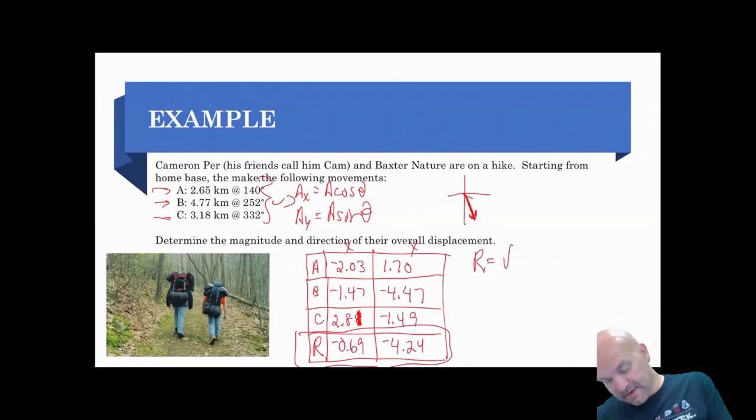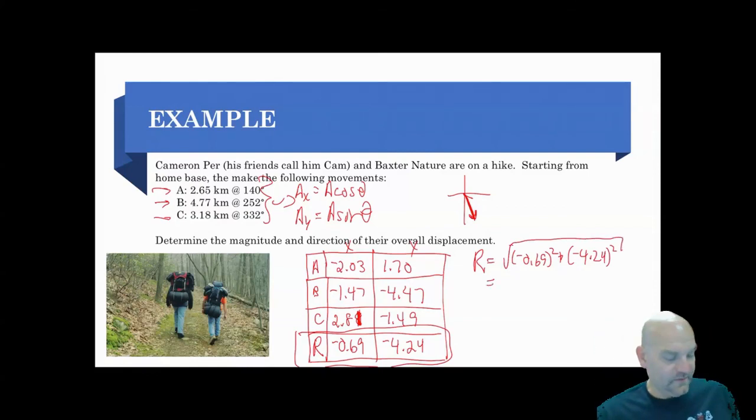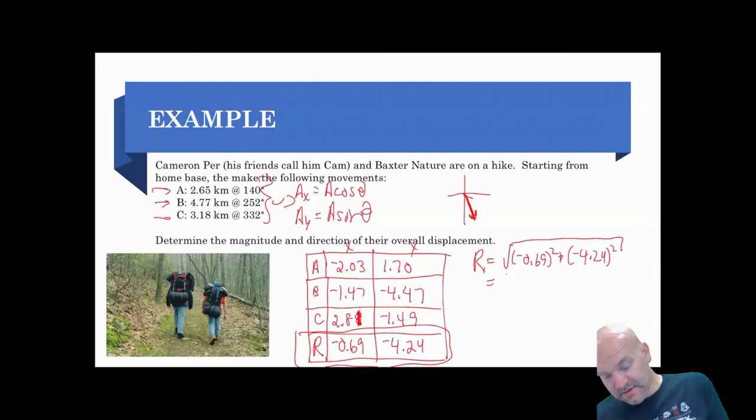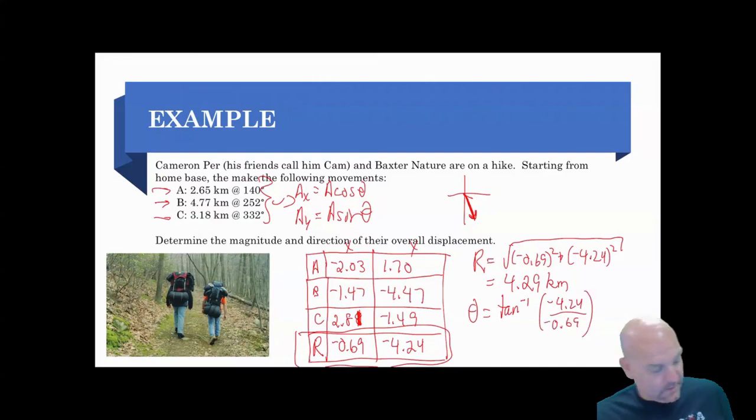To find my resultant, I simply now do Pythagorean theorem. Be careful when using your calculator to put the negative in parentheses, or simply just do the positive, because when you square numbers, you do negative times negative, you end up with a positive. So this is going to be a resultant of 4.29 kilometers. And now I do my inverse tangent function. So inverse tangent of negative 4.24 divided by negative 0.69.